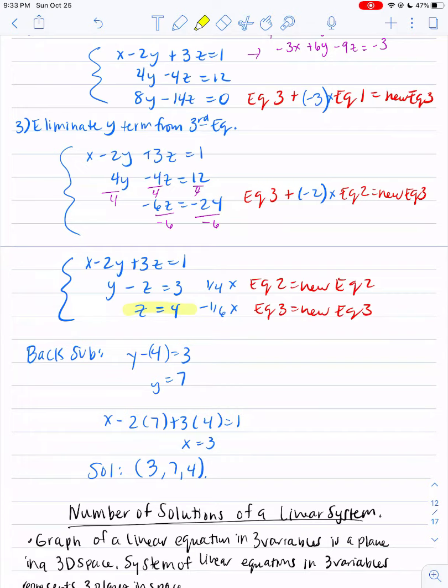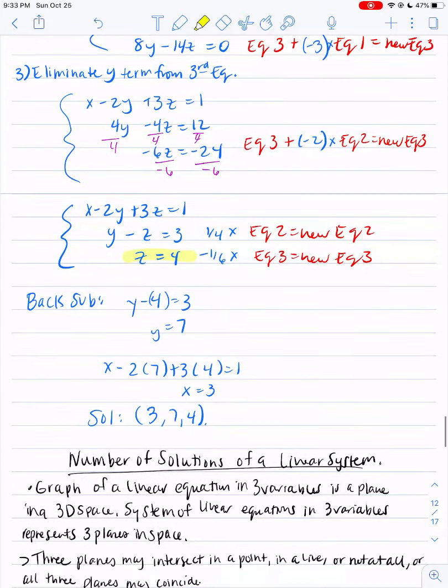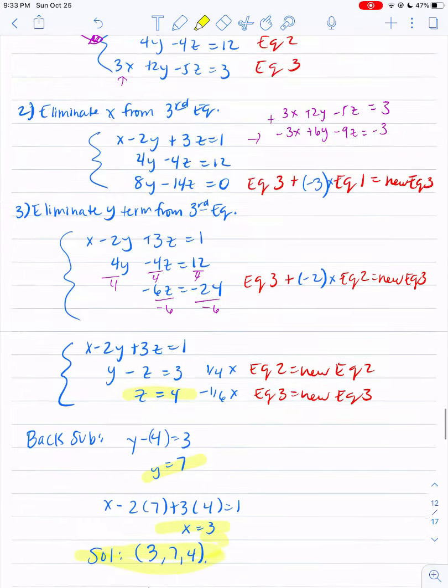I'm going to substitute this into equation 2. So I get y minus 4 equals 3. So y equals 7. I back substitute this into my first equation. I get x minus 2 times 7 plus 3 times 4 equals 1. I get x equals 3. So my solution is 3, 7, 4.